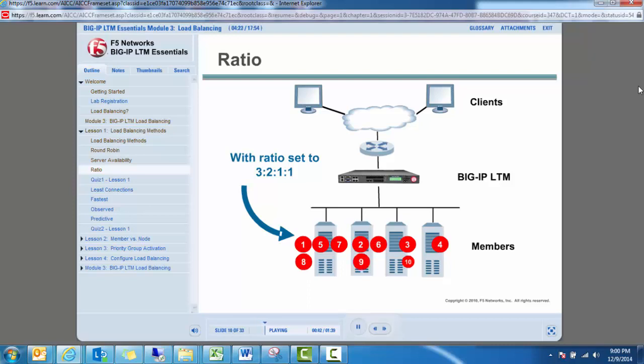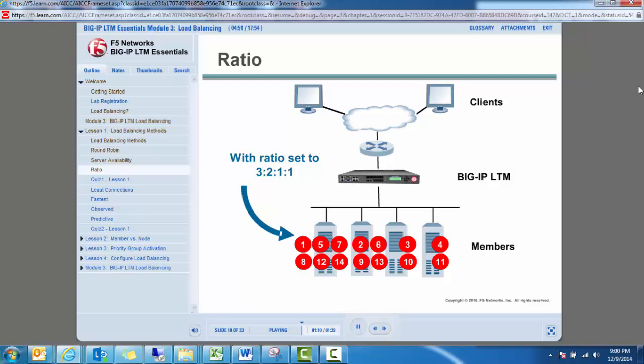So what really happens in ratio load balancing? As requests are processed, all available members are given 1 client request. Once that has occurred, members with a ratio of 2 or greater are given a request, then 3 or greater, and so on, until the member with the highest ratio has been given the number of requests equaling its ratio. Then the whole process starts over again.